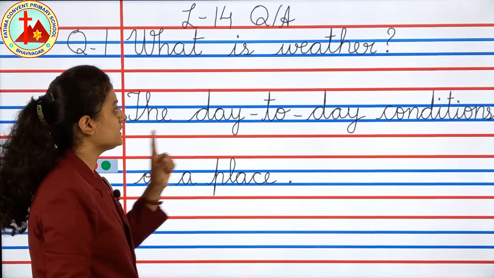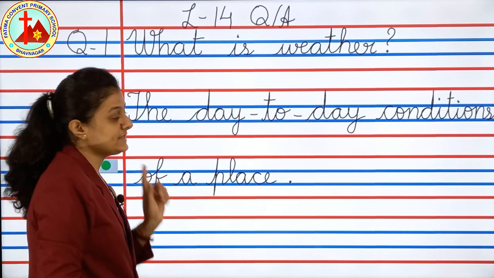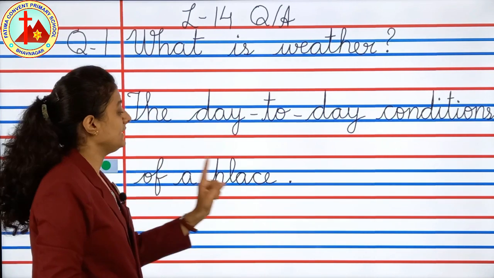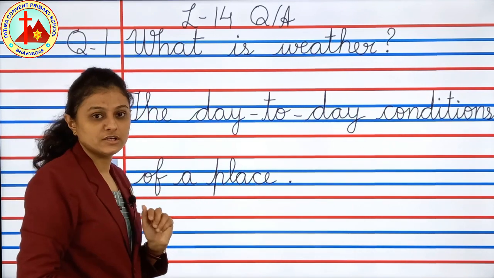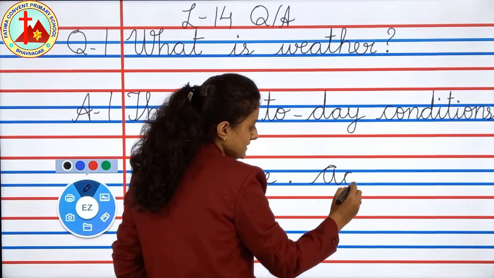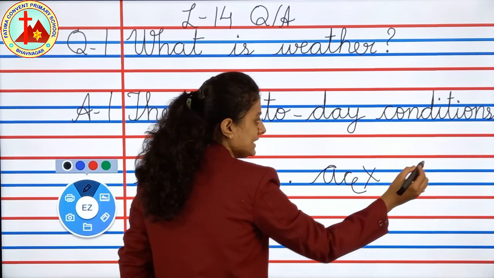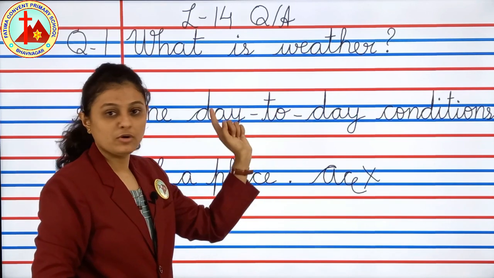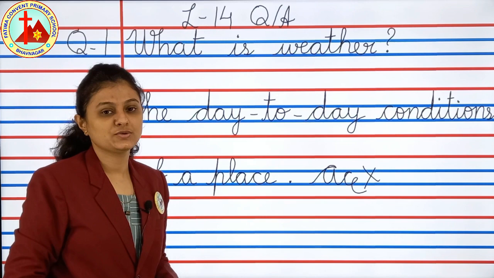What is weather? The day-to-day conditions of a place. See that you start the question and answer with a capital letter and end it with a full stop. And follow lines to write, okay children? Many of you all are writing like this. A is here, C is here, E is here. Wrong. All the blue line letters must come within the blue line, and all the letters which touch the above or below red line must touch, okay? So follow lines to write.